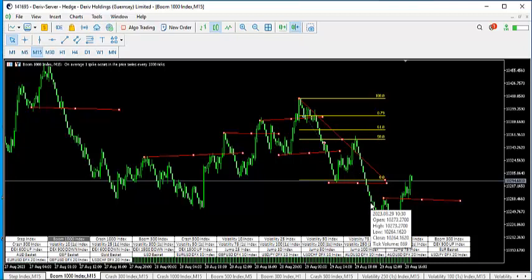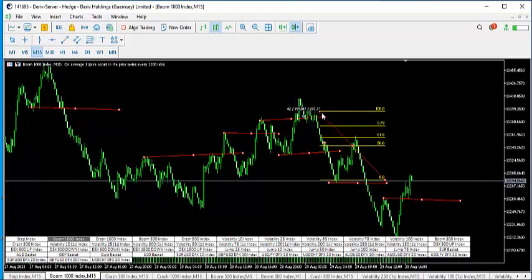As simple as that. But majorly you are not going to use this swing high. You are going to be using this, because this is the last swing high here. So you are going to make sure that price touches the 61.8 before you sell. You are going to make sure price touches what? The 61.8 before you sell Boom 1000.